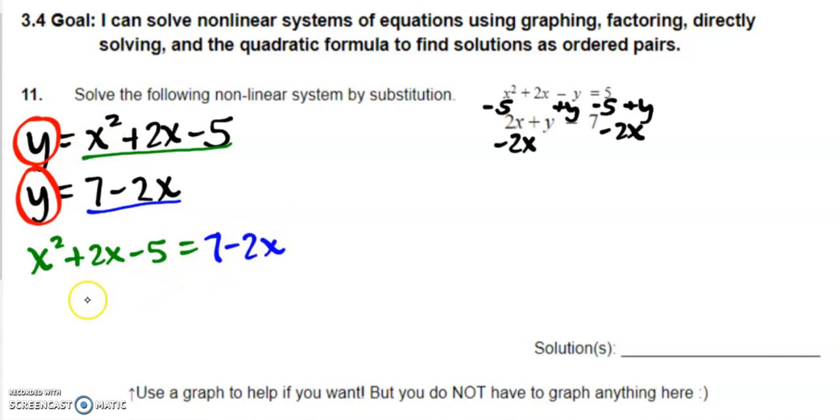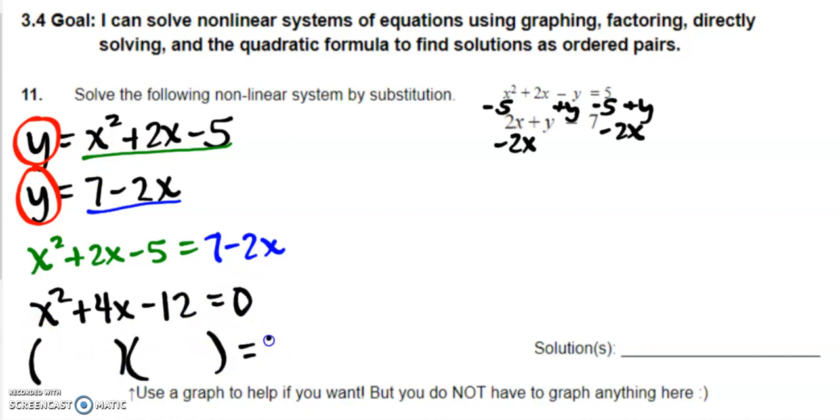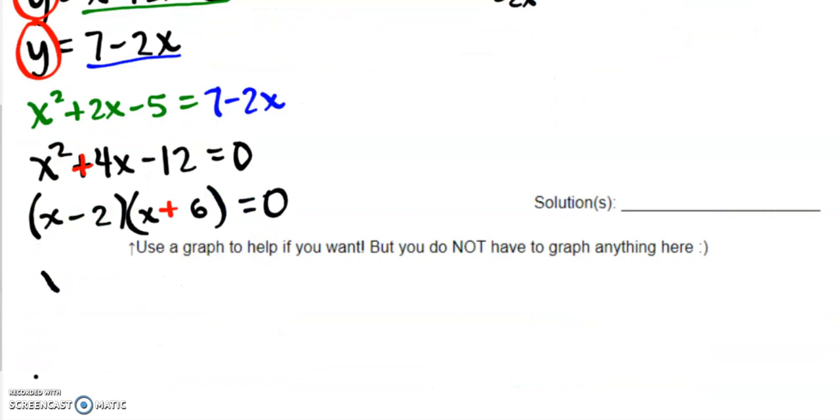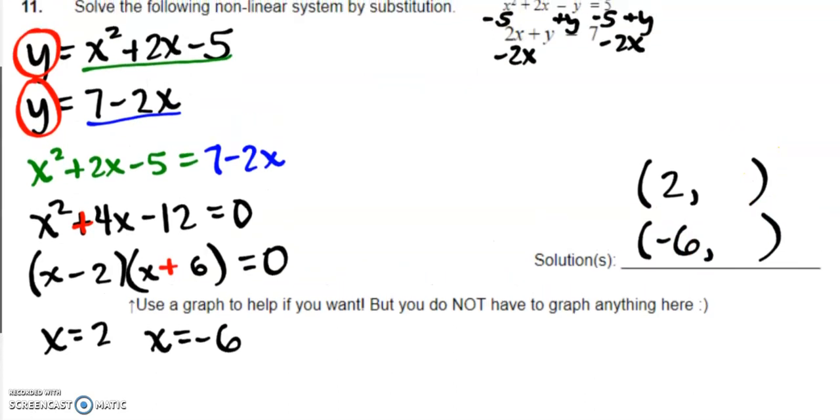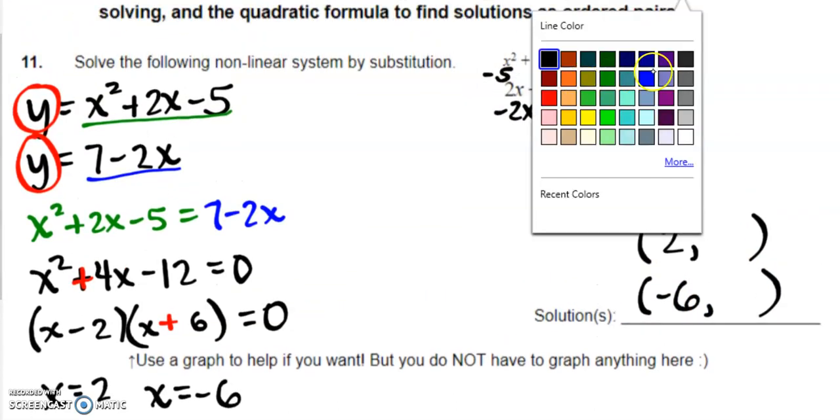Next thing then, we want to get this into standard form. And we want to factor. Things that multiply to negative 12 and add to 4 are going to be something with 6 and 2. Because this was positive, this becomes positive, the bigger number, and then this gets minus. So we get x equals 2 and x equals negative 6. So what that means is my solution points are 2 comma something and negative 6 comma something. And that something I'm missing is the y value.